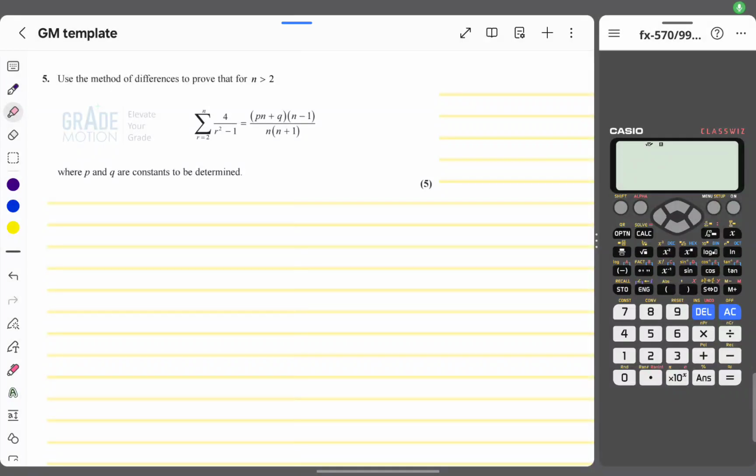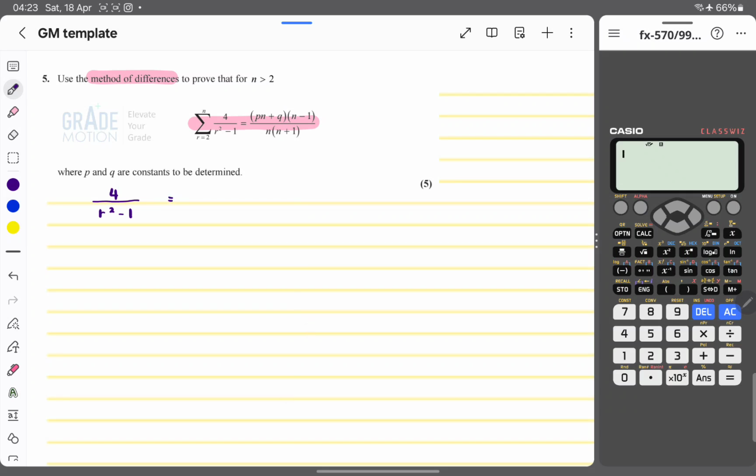Number 5, we have a series question and they want us to use method of difference to prove that it can be rewritten in that form. Okay, let's begin. We have 4 over r squared minus 1. Let's first express this in partial fraction.